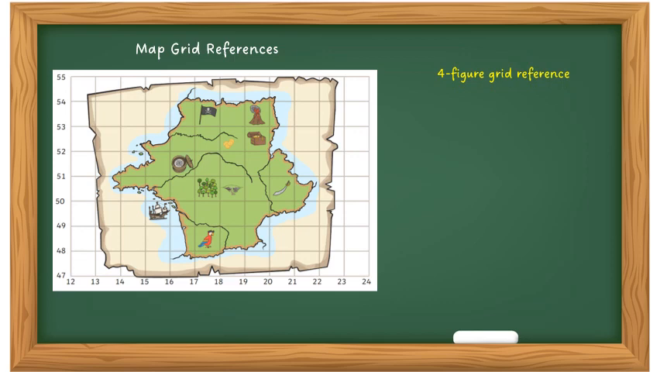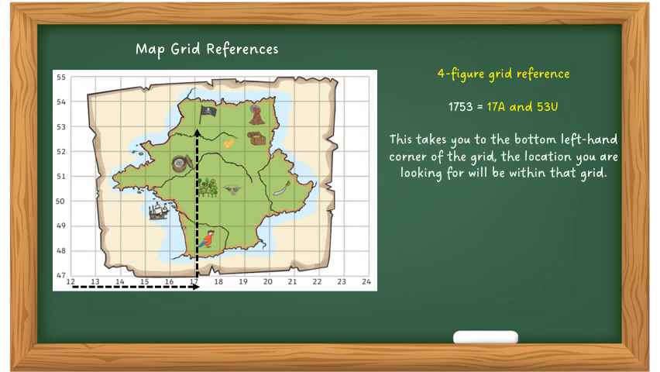Now we're going to look at a 4-figure grid reference. Let's take 1753. What that means is 17 across and 53 up. You break it into 2 parts, just halve it down the middle. So you go across to 17, and then you go up till you're level with 53. And what that does is take you to the bottom left-hand corner of the grid square. The location you're looking for will be somewhere within that grid square. You have to look for it.